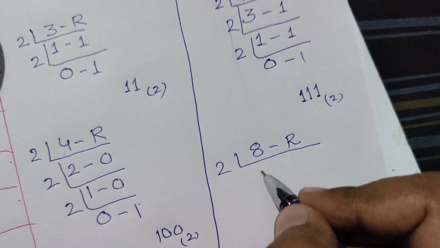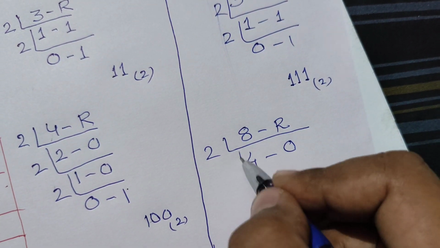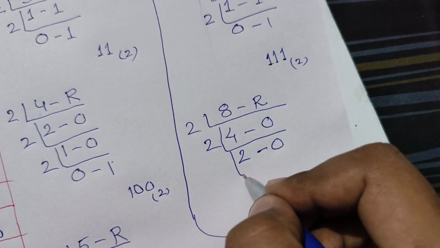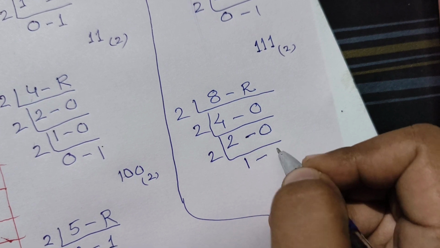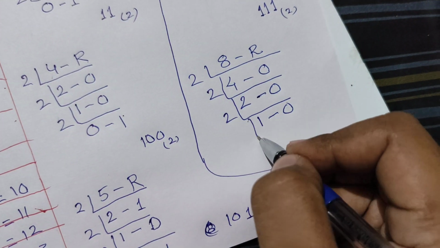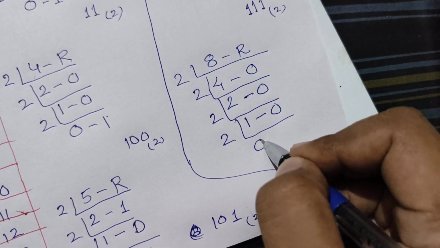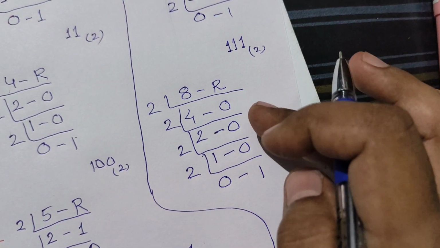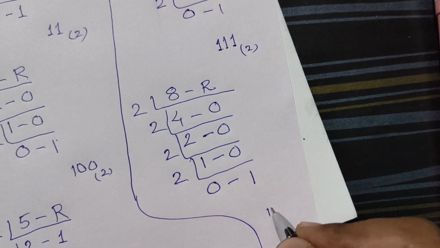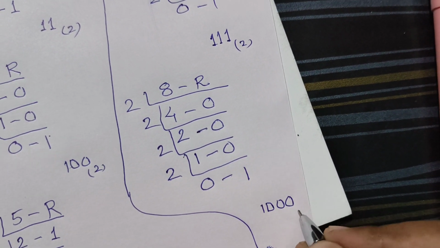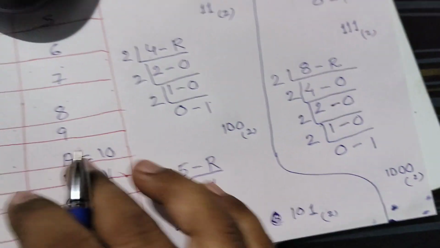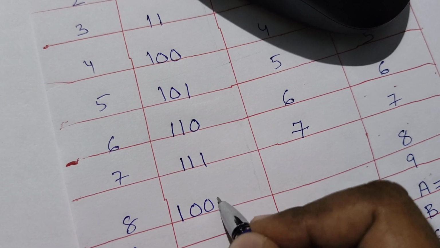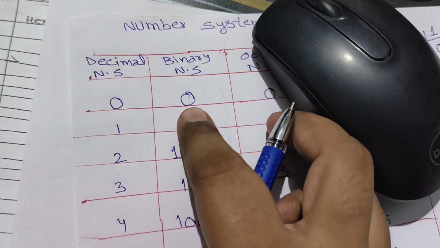Remainder 0. 2 4s are 8, remainder 0. 2 2s are 4, remainder 0. Now 2 1s are 2, remainder 0. For this term we will write 0 1. From bottom to top it is 1 0 0 0, 1 triple 0 to the base 2. This is the value of 8. So 1 triple 0.